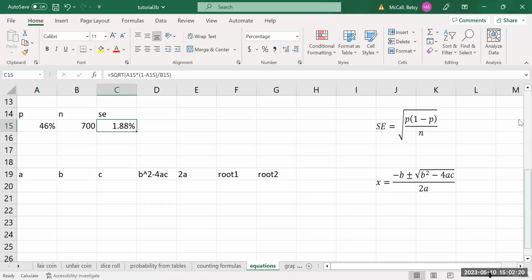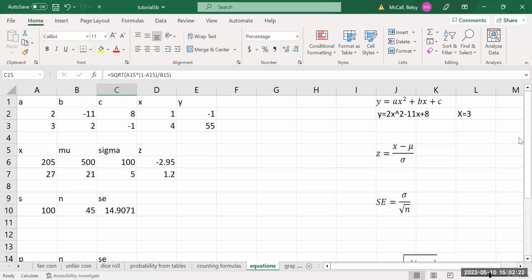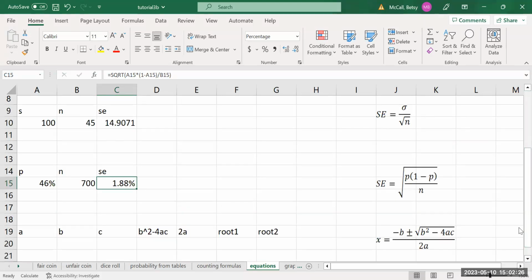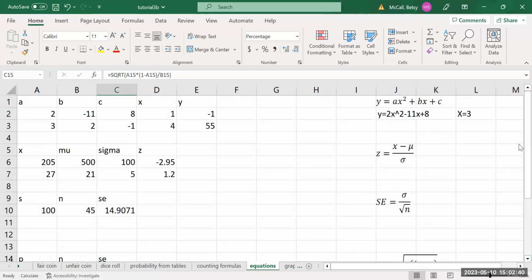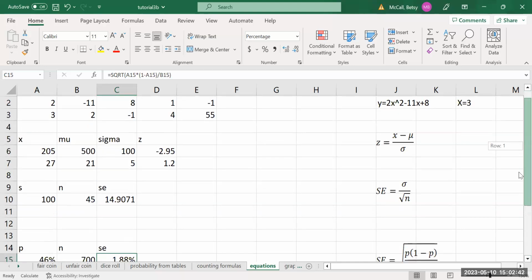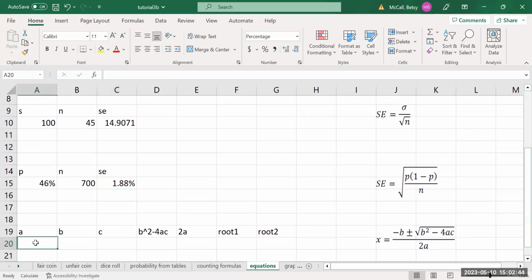So let's say I had this formula up here and I wanted to find out where it was equal to 0, not just evaluate it at a particular value of X. I want to find out where exactly it's equal to 0. Then I need to use this formula. So in that circumstance, let's use these values again, 2, -11, and 8.